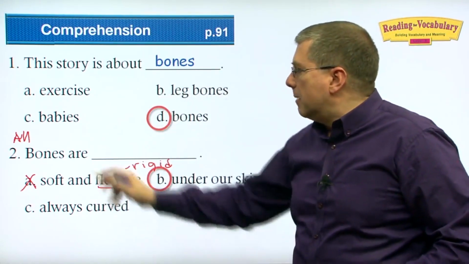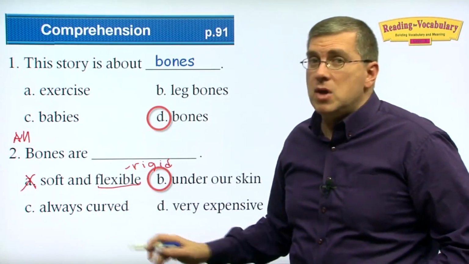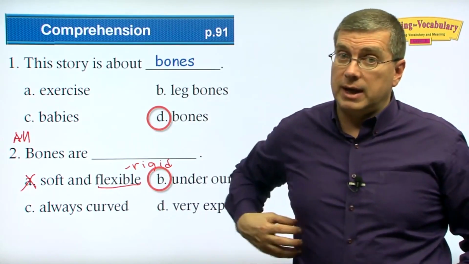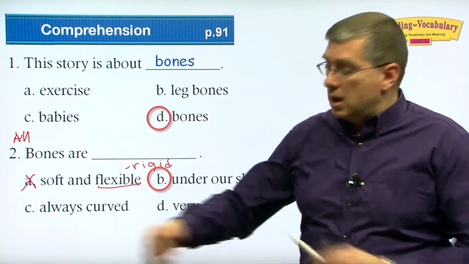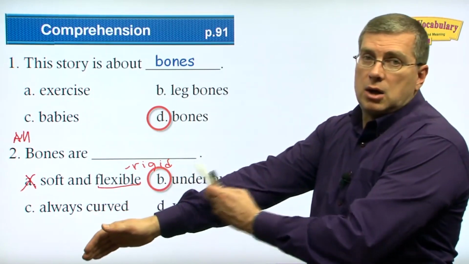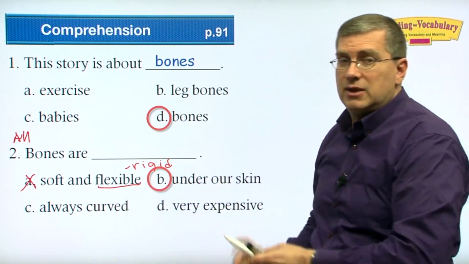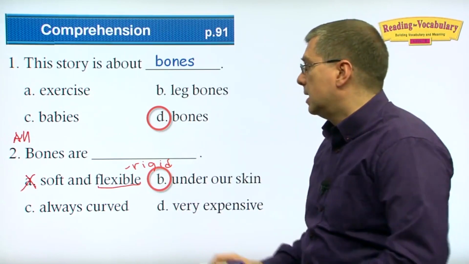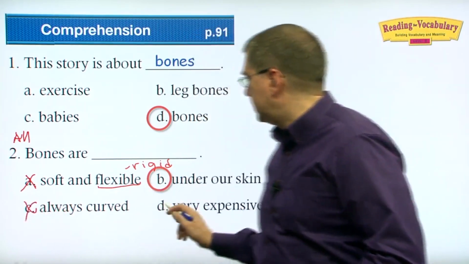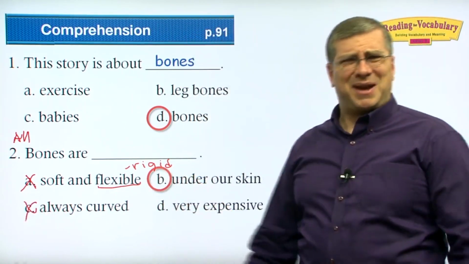Let's just look at C. Bones are always curved? No. Some bones are curved, like in our rib. Our ribs are curved, but our arm bones are not curved. They're straight. Okay, so also our leg bones. So that's not right. What about D? Bones are very expensive?